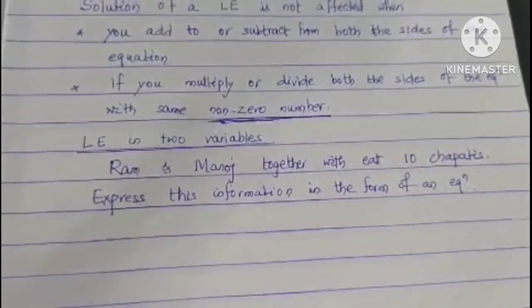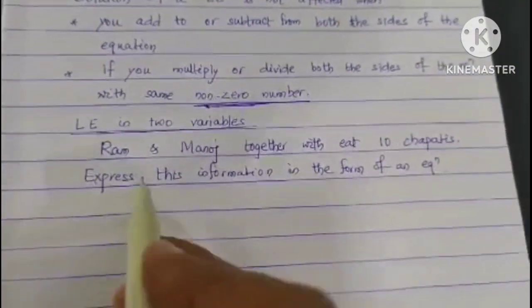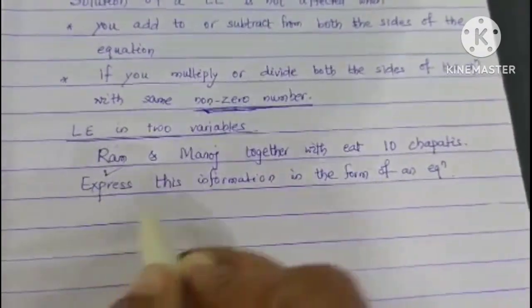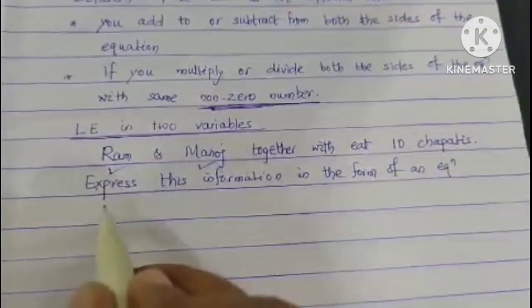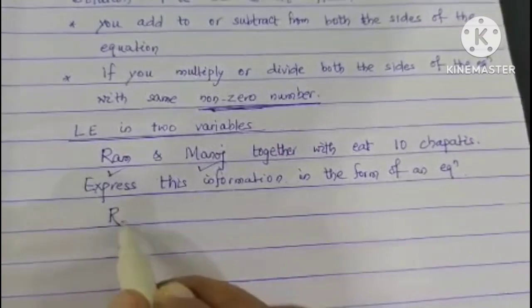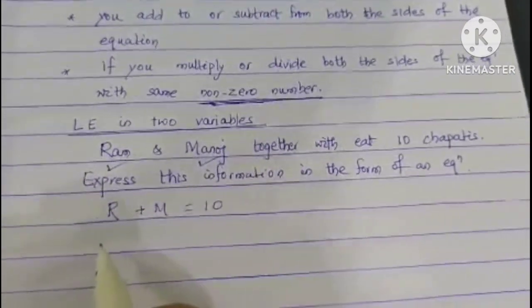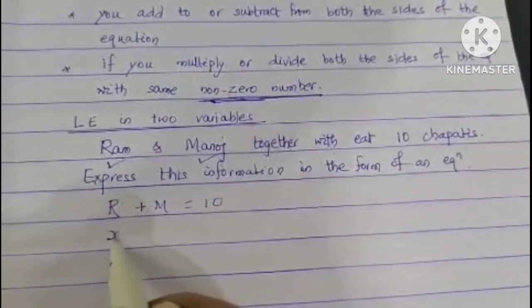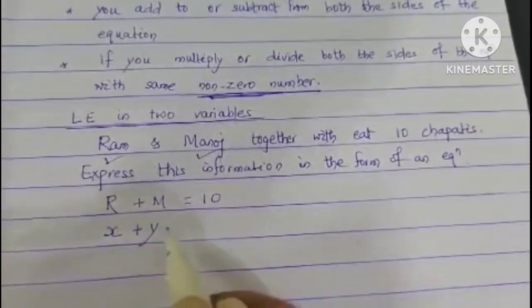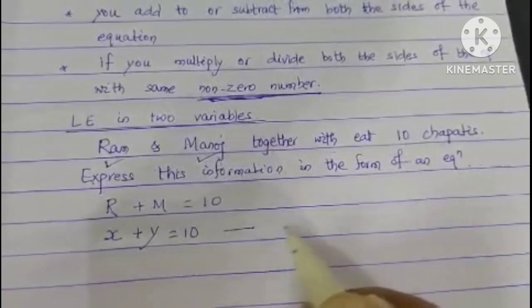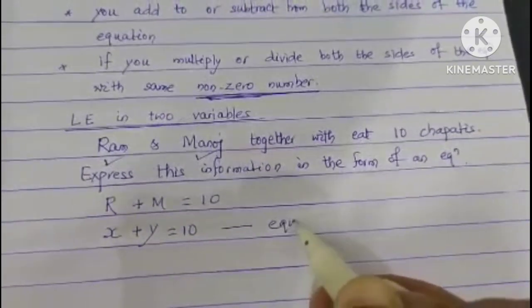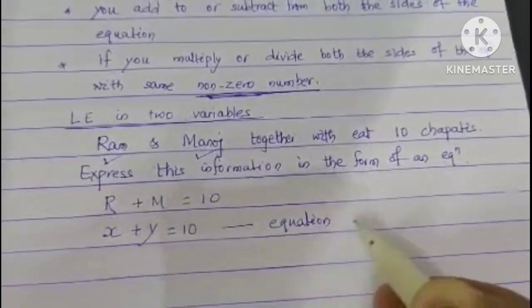So what we will do, we don't know how much Ram has eaten, we don't know how much Manoj has eaten, so we will simply write R plus M is equal to 10. Or if you write in variables, let us suppose this is x and this is y, x plus y is equal to 10. So this will be the equation in two variables.